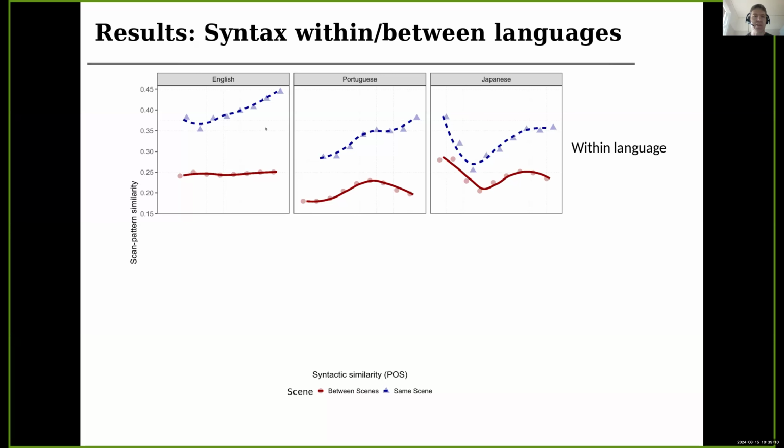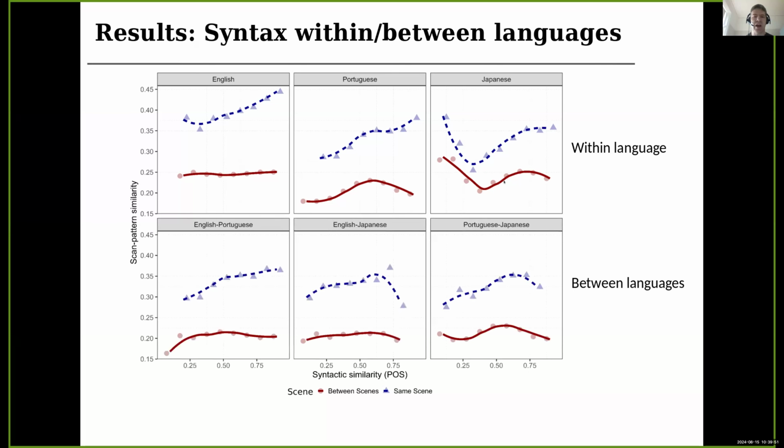And what we can see if it's the same scene, so this is the blue curve here, it still sort of works, though something weird seems to happen in Japanese, maybe because it's verb final. So obviously the verb position might influence what kind of scan patterns people produce. So that might explain this dip here, but in any case, for Portuguese, it seems to be quite similar, and for English as well. But for Japanese, it doesn't work as well. And in particular, if it's between scenes, so these are the red curves, it works a lot worse.